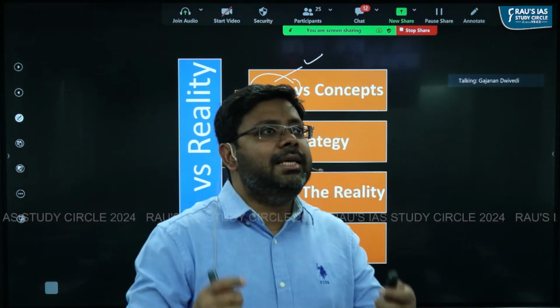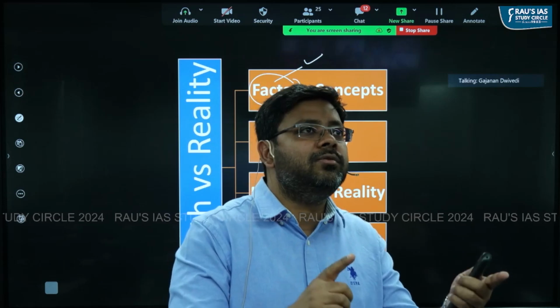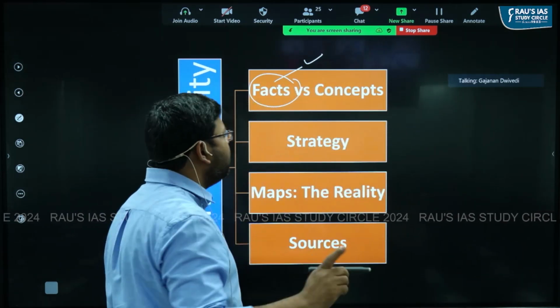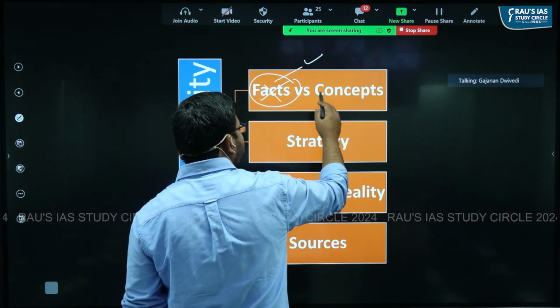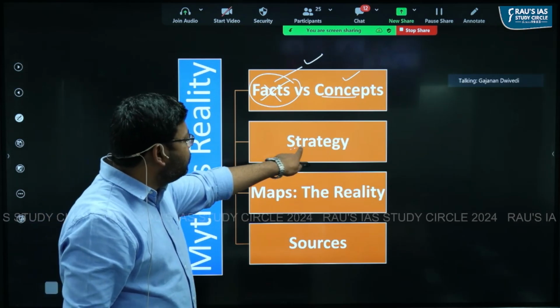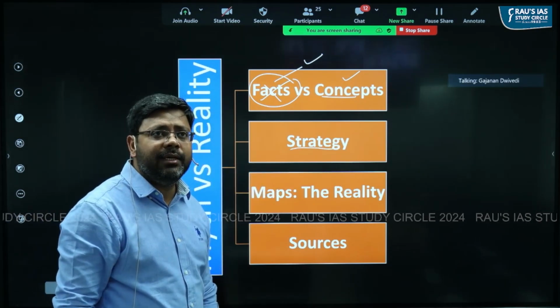Facts are not history. The intelligent interpretation of those facts, this is what would make history. So you have to be careful. Do not try to approach history through facts. Try to approach it through concepts. Then how can we do that? What strategy should be there?